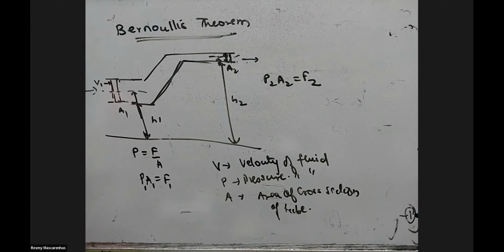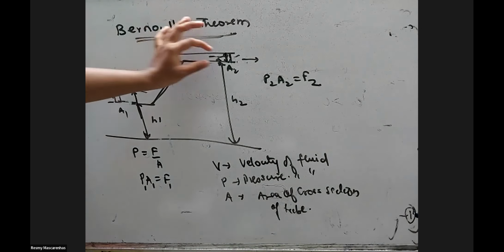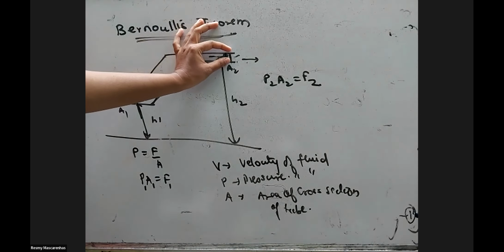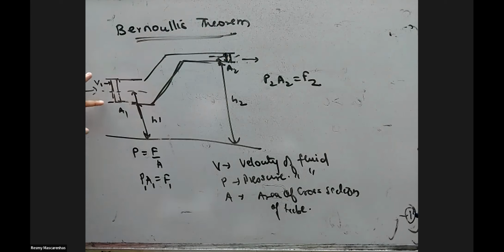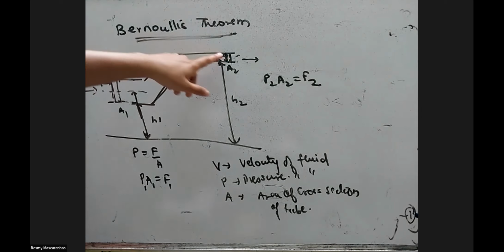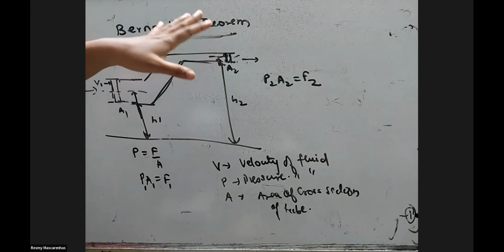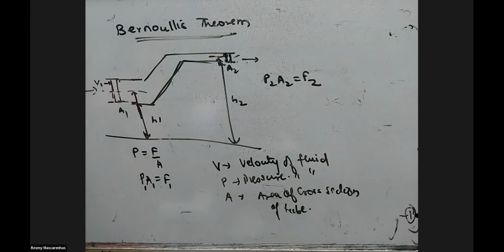Now, what Bernoulli tries to say is that no matter how big this might be, if you see this area is bigger than this one, although it is small, what is going to happen? The pressure and the velocity will always change accordingly. If there is high speed, pressure will be less. If there is a lower speed of fluid, then the pressure will be more.